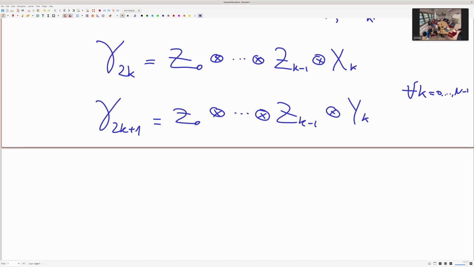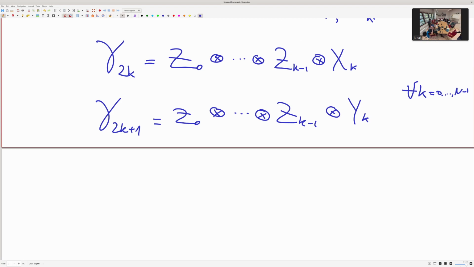Right, so these are just a set of operators that I have defined, and they are Pauli operators. They contain a string of Z operators going from 0 to k minus 1, and then on the kth qubit they have either X or Y, depending on whether we consider an even or odd one of these fermionic gamma operators. And you can immediately see that these satisfy the right algebra relations. They square to 1, and if you take two different ones, they anti-commute, because if k is the same, then all the Z's commute, and you just have X and Y, which anti-commute.